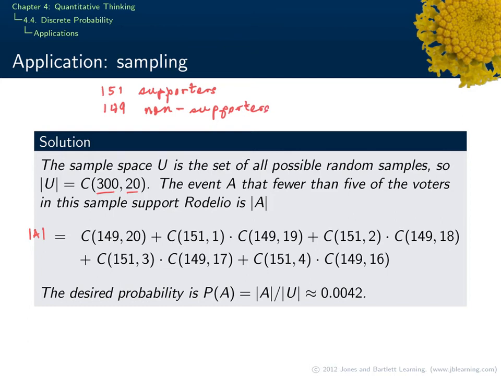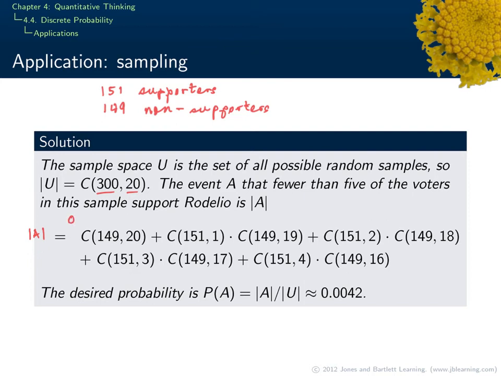So we've got these 20 people, and we're now going to assume that 0 of them are supporters. How many ways can that happen? Well, there are 149 non-supporters, and all 20 of them, we're assuming that we're counting the number of ways to select 20 from these 149. So this is 0 supporters.